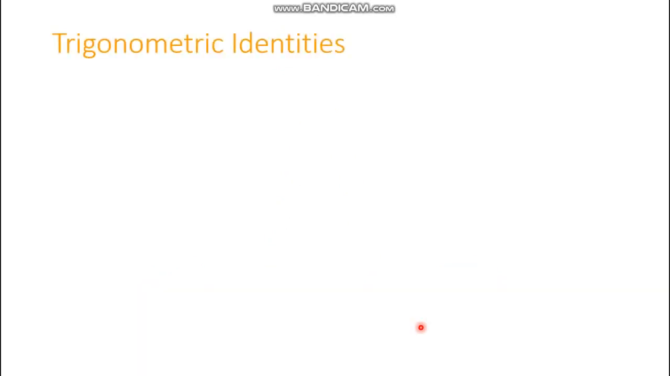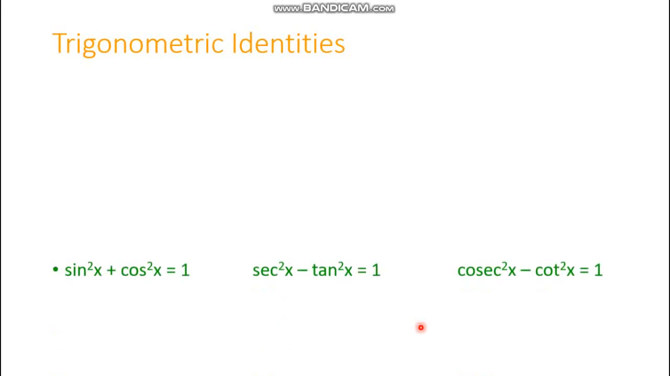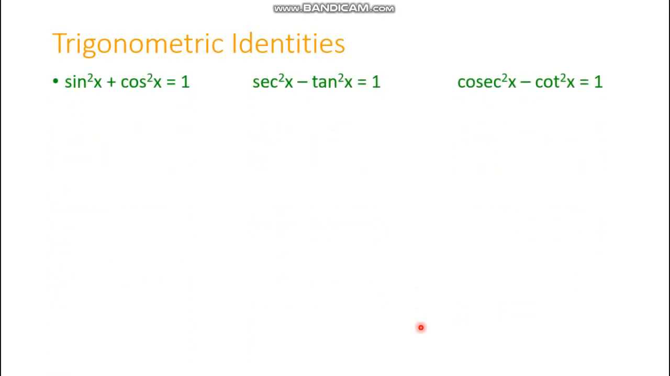Okay, now trigonometric identities. You have learned them during your CBSE board exam or any board exam of class 10, but let me repeat this because it will be required during your JAM exam. So sine square x plus cos square x equals 1, sec square x minus tan square x equals 1, cosec square x minus cot square x equals 1, then sine of x plus minus y equals sine x cos y plus minus cos x sine y.